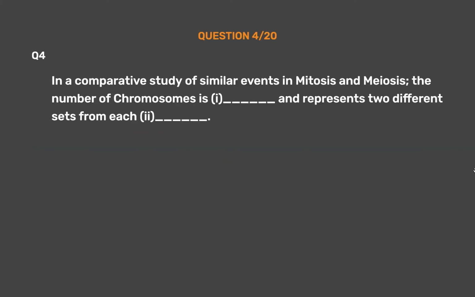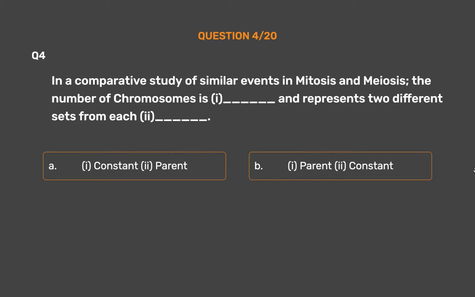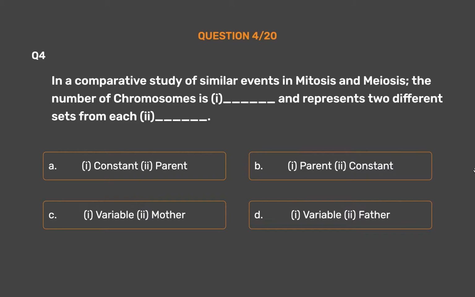Question number 4. In a comparative study of similar events in mitosis and meiosis, the number of chromosomes is 1 underscore and represents two different sets from each 2 underscore. Option A, 1, constant; 2, parent. Option B, 1, parent; 2, constant. Option C, 1, variable; 2, mother. Option D, 1, variable; 2, father.